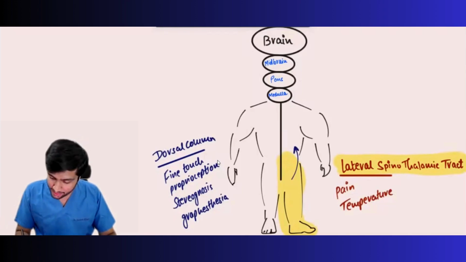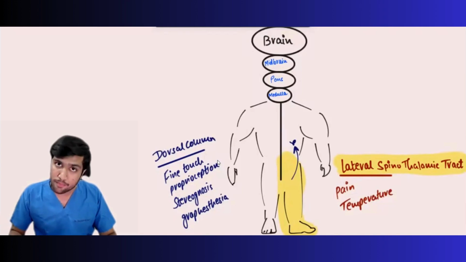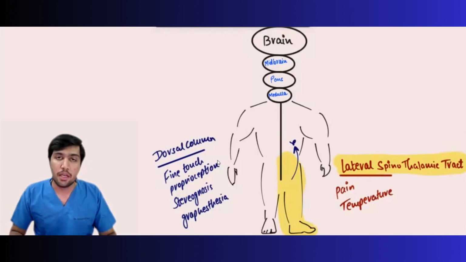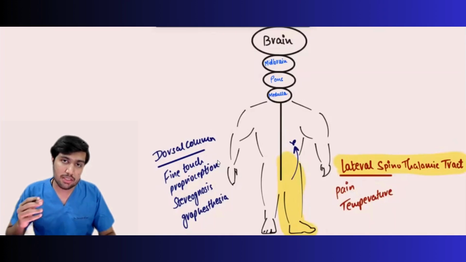But just before entering your spinal cord, it will give a relay in your dorsal root ganglion, and then it will enter the spinal cord via your dorsal horn. Now, because we are talking about pain and temperature here, they will synapse with the second order neuron in the nucleus substantia gelatinosa and nucleus proprius. And from here, the second order neuron of the lateral spinothalamic tract will start.